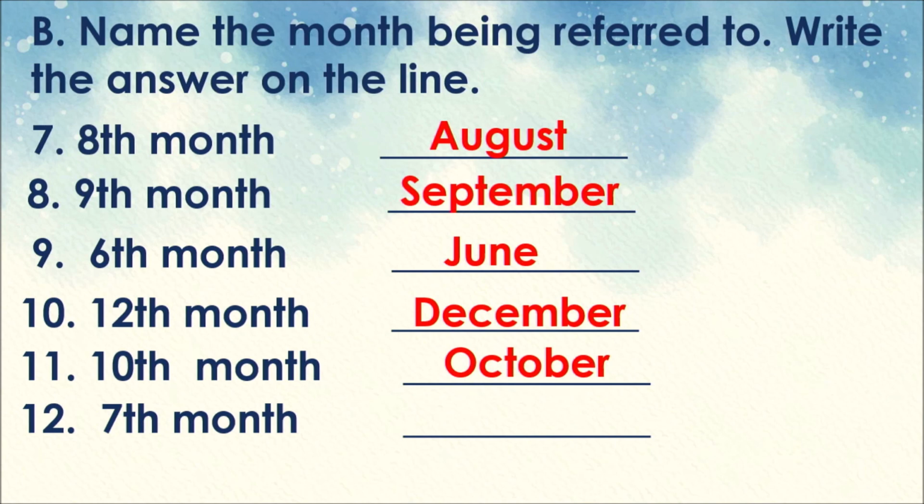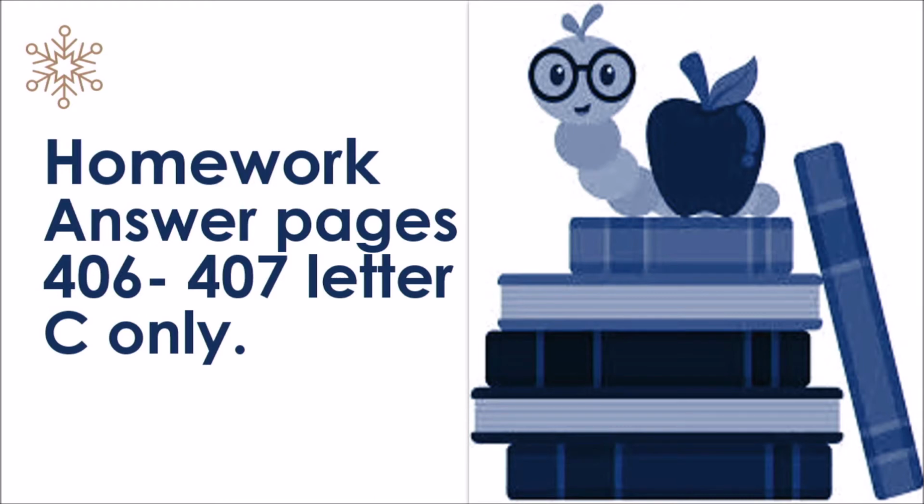And the 7th month, the last one, so the last number. Now, January, February, March, April, May, June, July. So the 7th month of the year is July. So that is our activity about the months of the year. So again, remember, we have 12 months of the year.